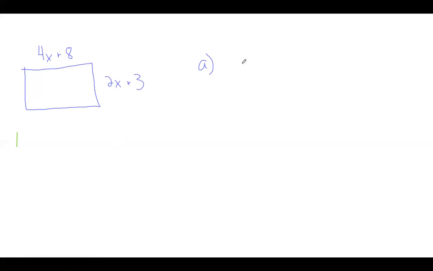So for this problem, we're going to have 2x plus 3, plus this other side, which is 4x plus 8, plus this side, which is 2x plus 3. These are the same, it's a rectangle. Plus this side. Then we have all 4 sides added up. And this side is the same as this one, 4x plus 8.